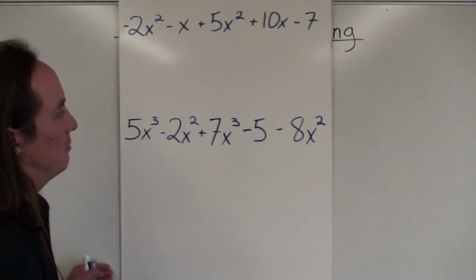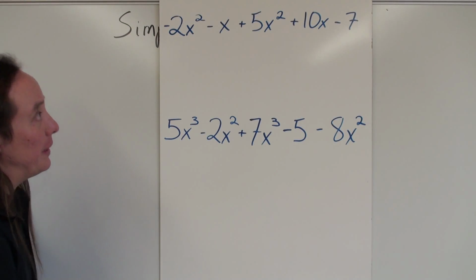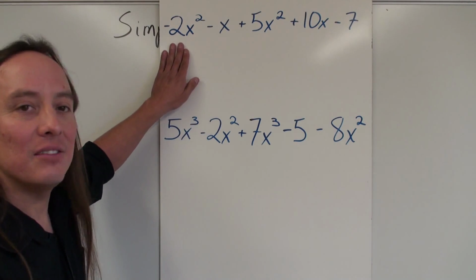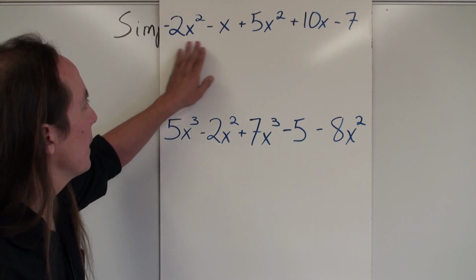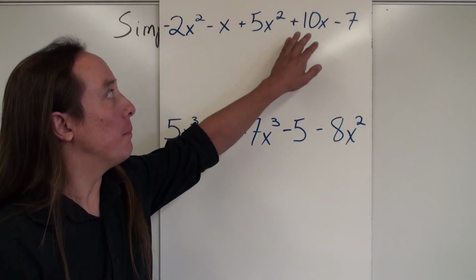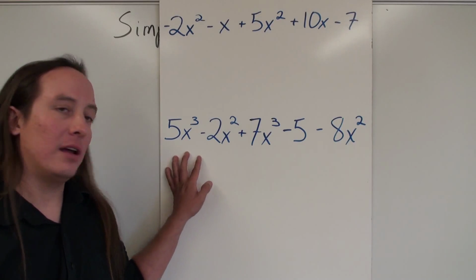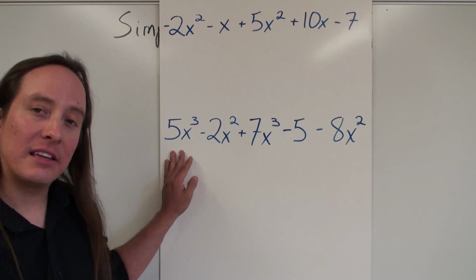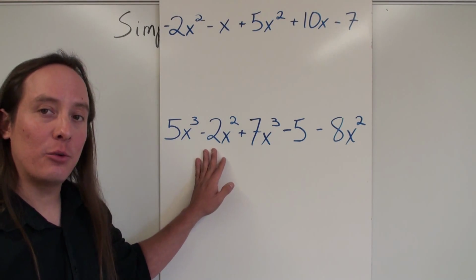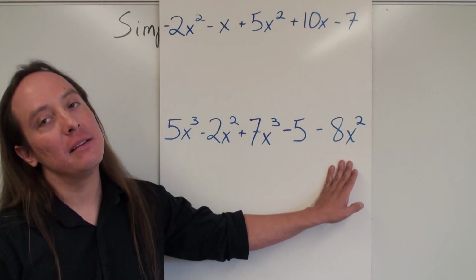So I have them written down on my other board here. I think you can see that. I will read it to you. This one says negative 2x squared minus x plus 5x squared plus 10x minus 7. Okay? And the other one I want you guys to try and do is this one. 5x cubed minus 2x squared plus 7x cubed minus 5 minus 8x squared.